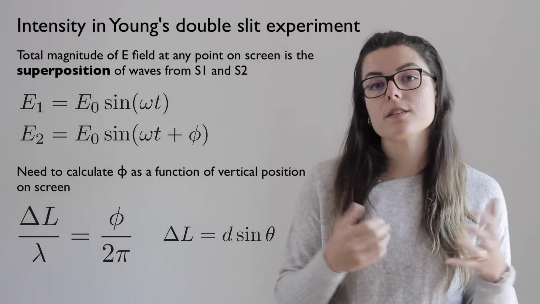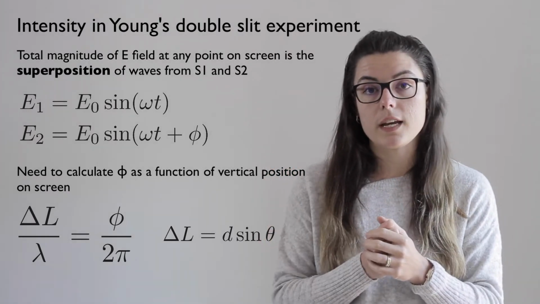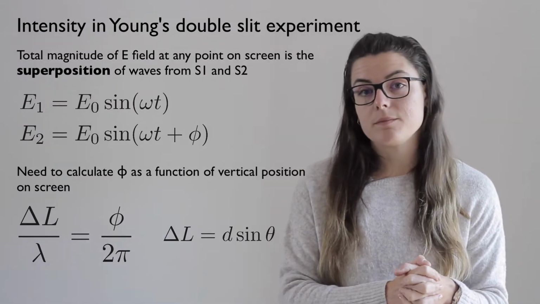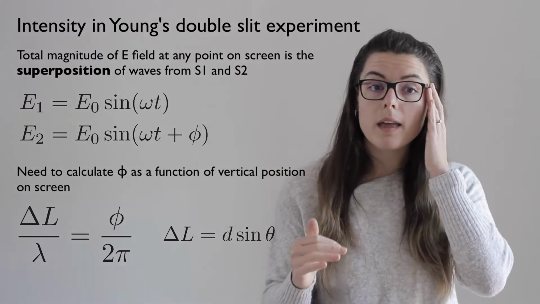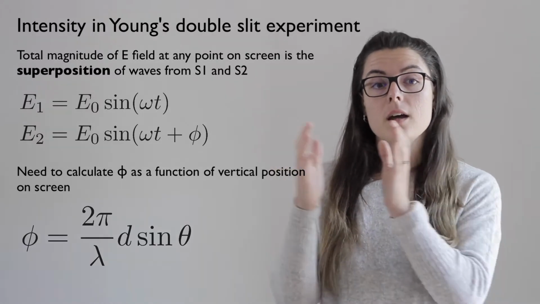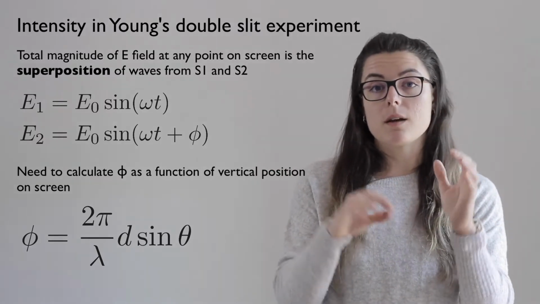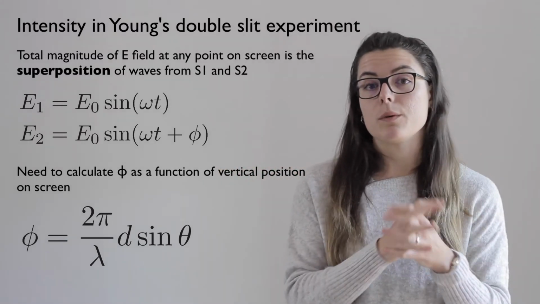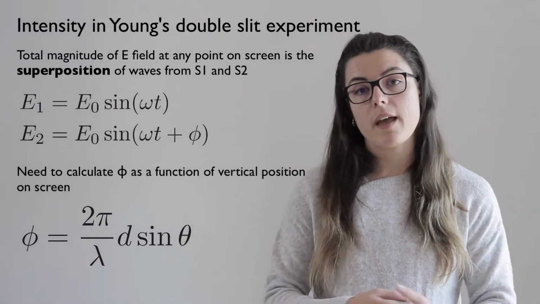So the path difference between two points on the screen is going to be given by, remember, our d sine theta. So we have delta L divided by lambda equals phi divided by 2 pi. Therefore, we get phi equals 2 pi divided by lambda multiplied by delta L. We put our delta L in from before, and we end up with 2 pi divided by lambda times d sine theta, and that equals our generalized phase difference. So now we have a generalized phase difference.